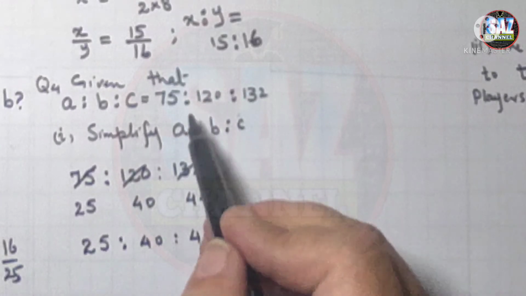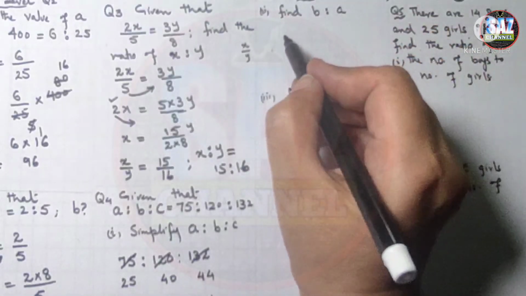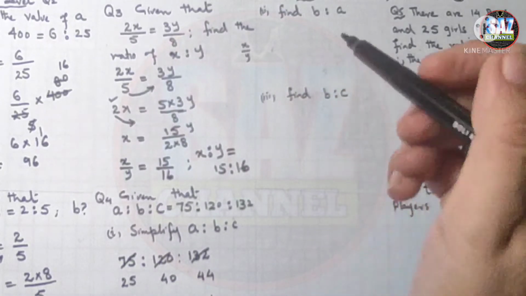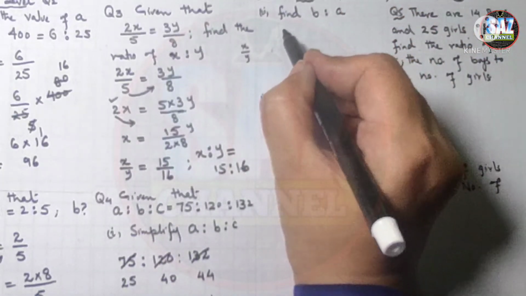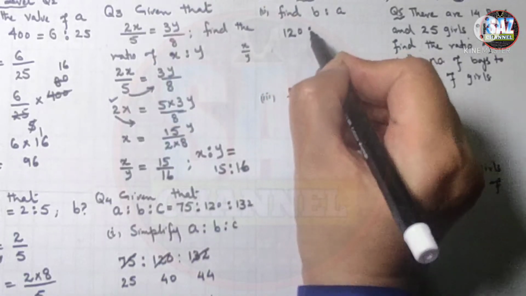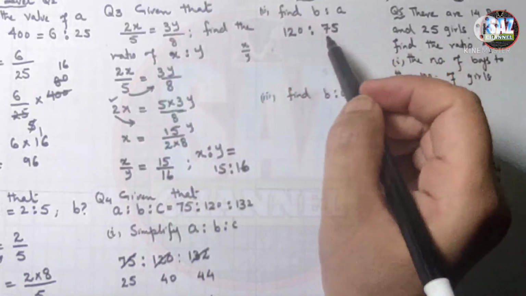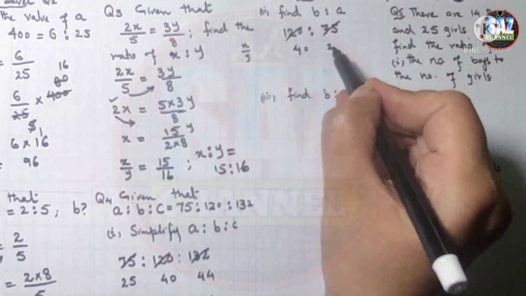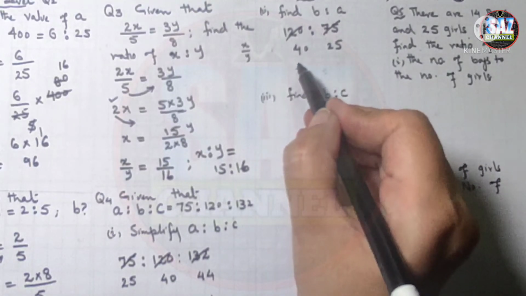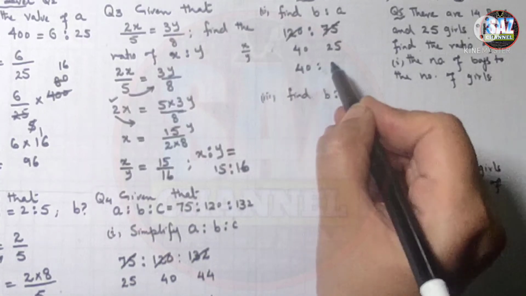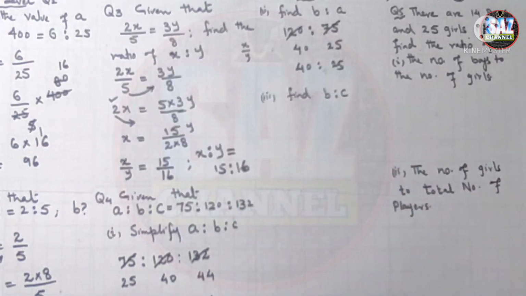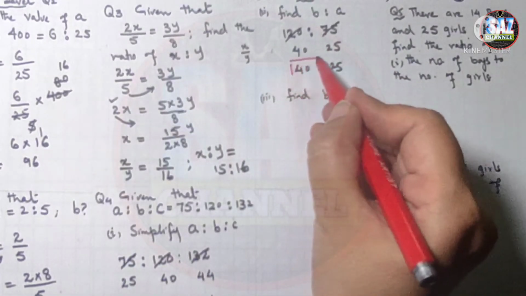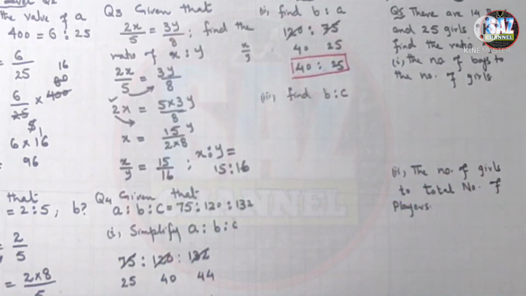B ratio A means that either we can take the answer from here, or what we can do is that B is 120 ratio A is 75. Again, read the table. 3 4s are 12 and 3 2s are 6 and 3 5s are 15. So it will become 40 ratio 25 is the answer for B ratio A. It's up to you. Either you can take the answer from the previous simplified part, or you can take the calculation from the beginning and simplify that calculation.